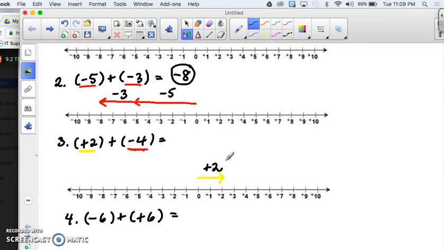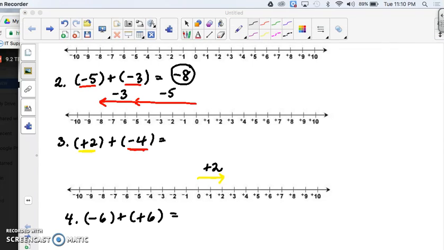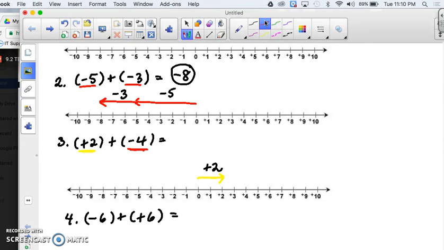Now we've got -4. So with -4, remember that similar to numbers 1 and 2, you're going to start your arrow off where the first arrow ended. And in this case, it's +2, but because it's a negative integer, you're going to go in the opposite direction from the positive integer. And I'm going to go 4. So my arrow here for -4 will start at +2, and I'm going to go back 4 spots. 1, 2, 3, 4, and I'm going to end right here.